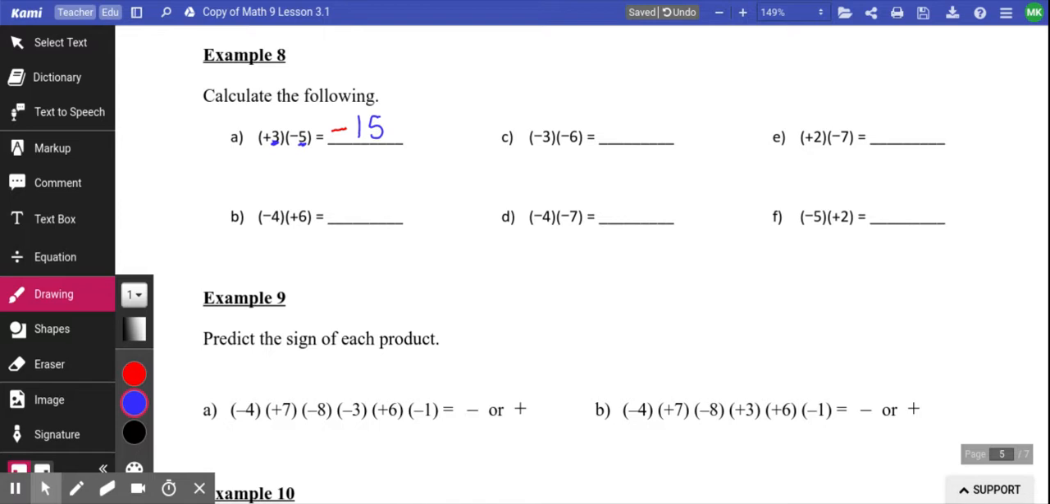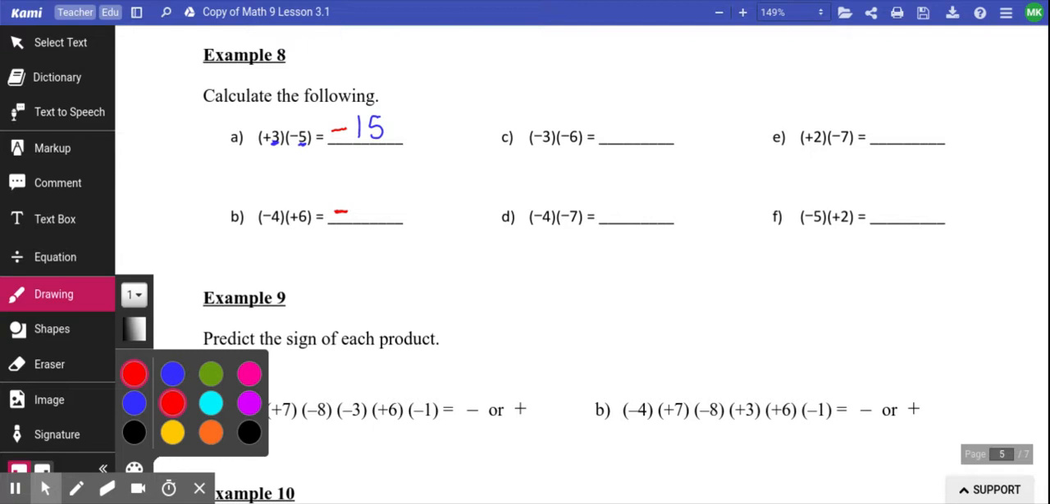Yeah, 2 brackets beside each other means multiply. That's a good thing to note too. So if you look at B, that's -4 times 6, because there's nothing in between the brackets. Is my answer going to be negative or positive? Positive. Right? Negative. This time, it's because a negative times a positive always makes a negative.